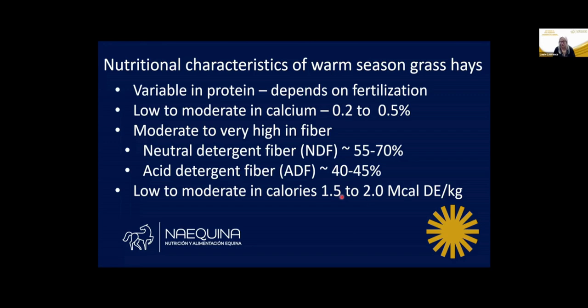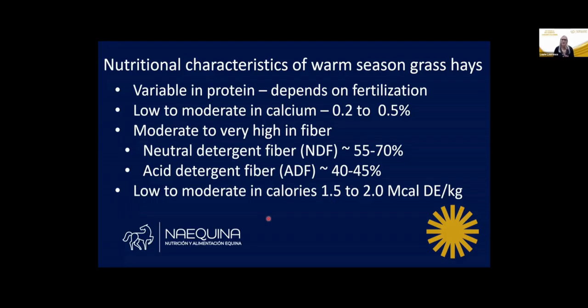And their calorie values are very similar to what we would see in cool season grass hays as well. Again, variation due to maturity. If the warm season grasses are very low in protein and they're very high in fiber, then you might see lower calorie values for these particular plants.